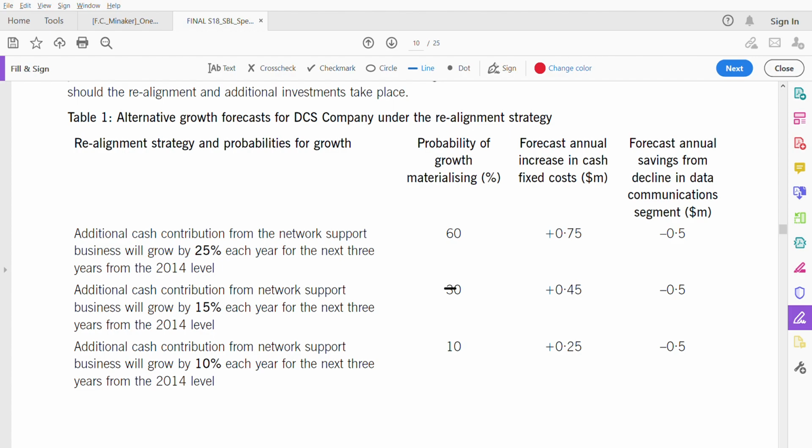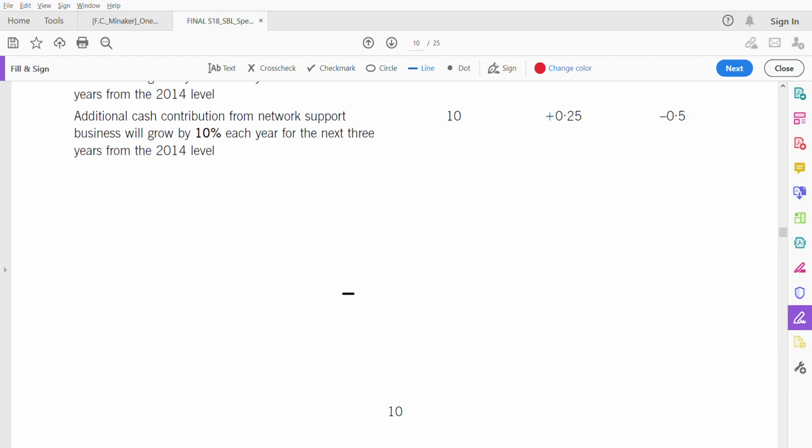Okay, additional cash contribution. The first line, additional cash contribution from the network supports business will grow by 25% each year for the next 3 years. And then additional cash contribution from network support business will grow by 15%. So they are assuming different growth rates, and based on that, they are predicting the cash flows, the fixed costs, and the savings. Right? Additional cash contribution where they are assuming in the first it will grow by 25%, then next is 15%, then next is 10%. Right? So we'll be using this information later when we do the calculations.